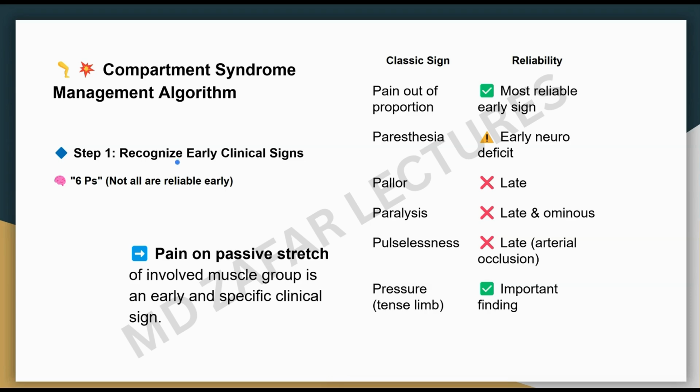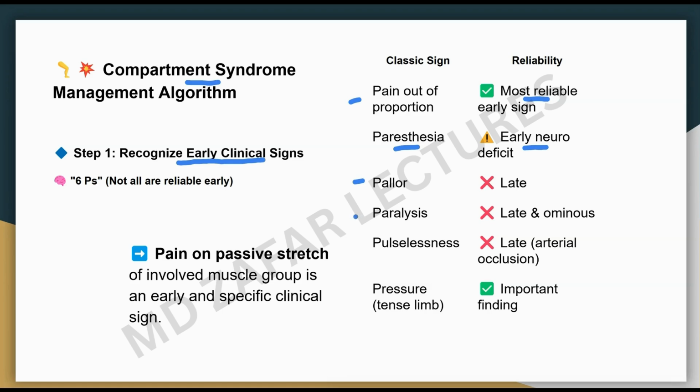First of all, you have to recognize the early clinical signs to diagnose compartment syndrome. So there are 6 P's and they're not all reliable. I have written them down to show which of these 6 features are the most important. Pain out of proportion is one of the most reliable signs. I have explained this in detail. Now, paresthesia is an early neurological deficit. It is a plus minus. It can be important, but it can also be absent and there could still be compartment syndrome.